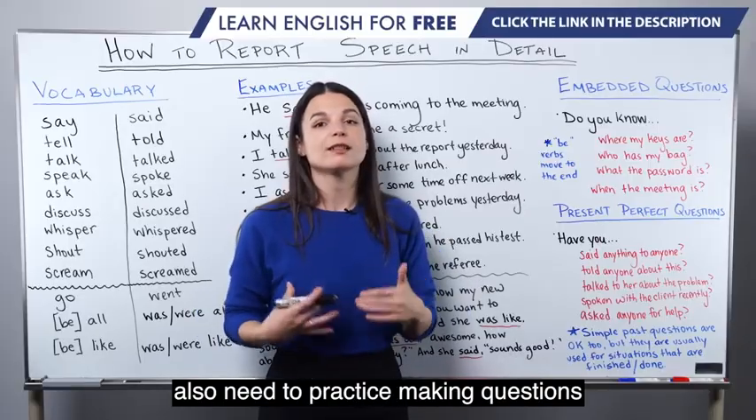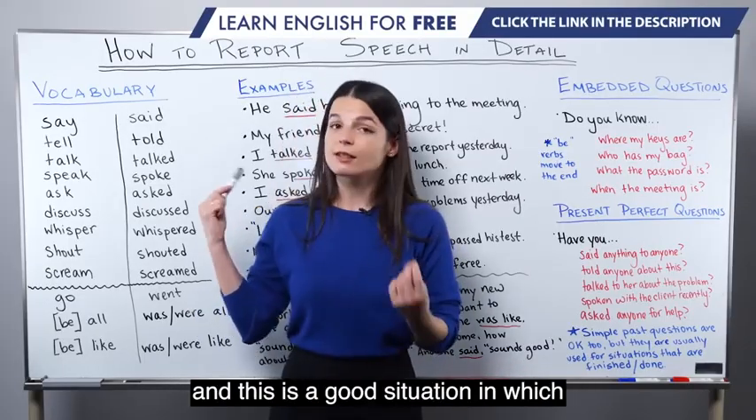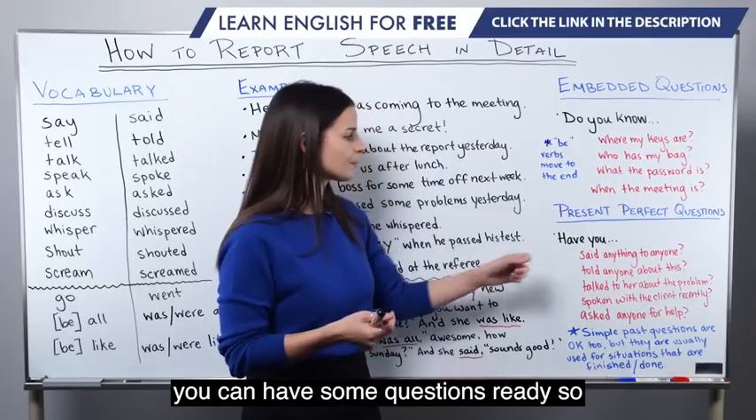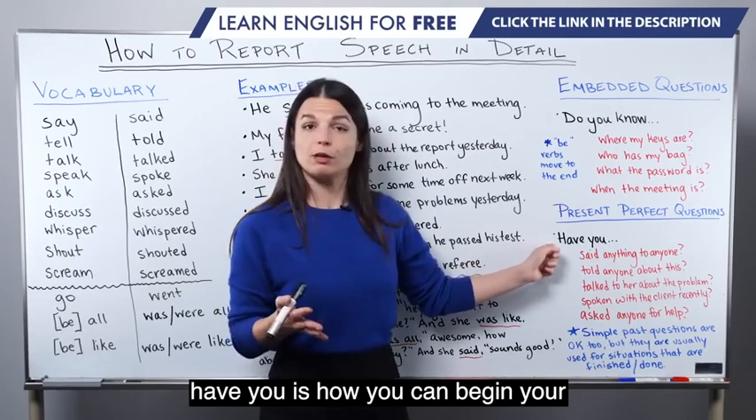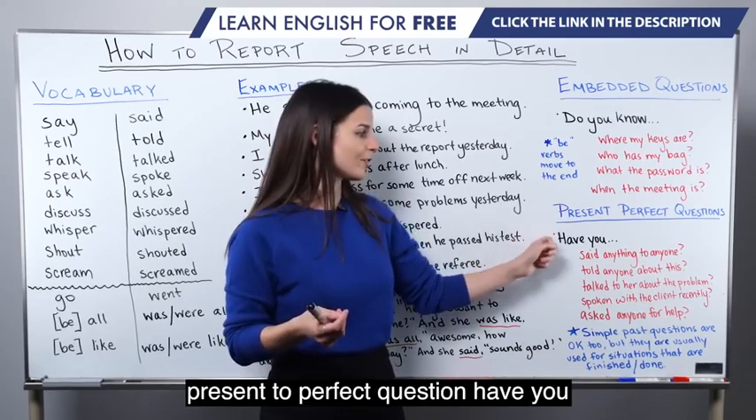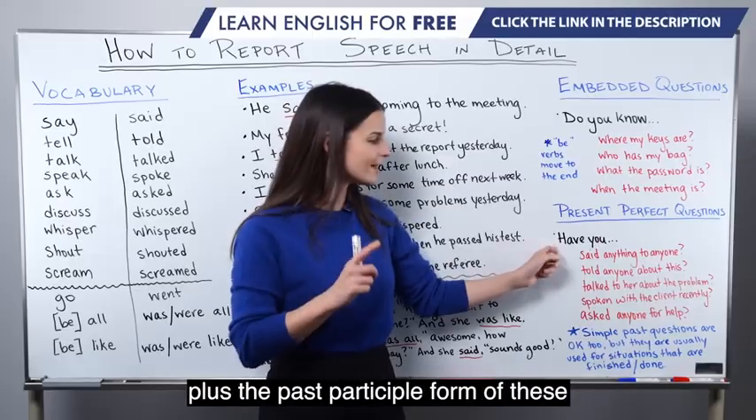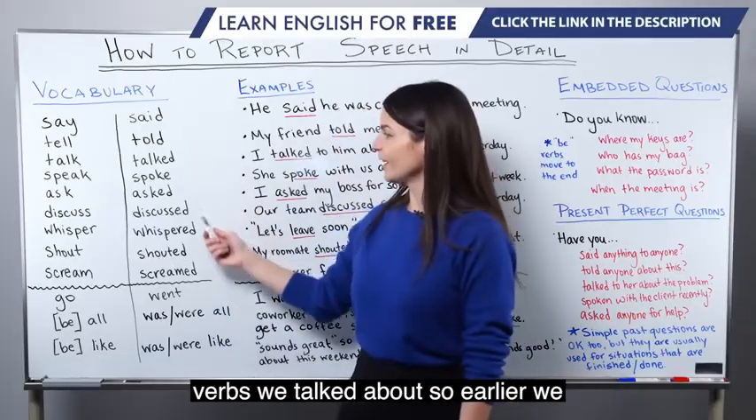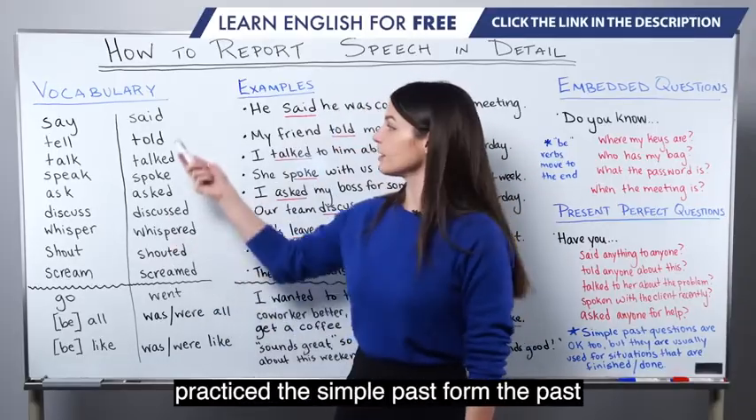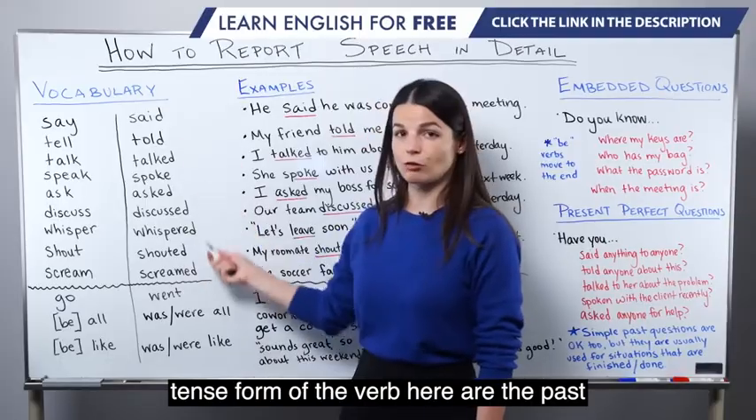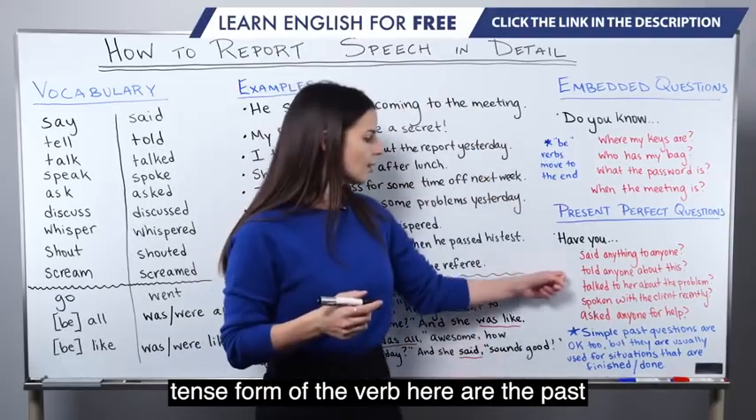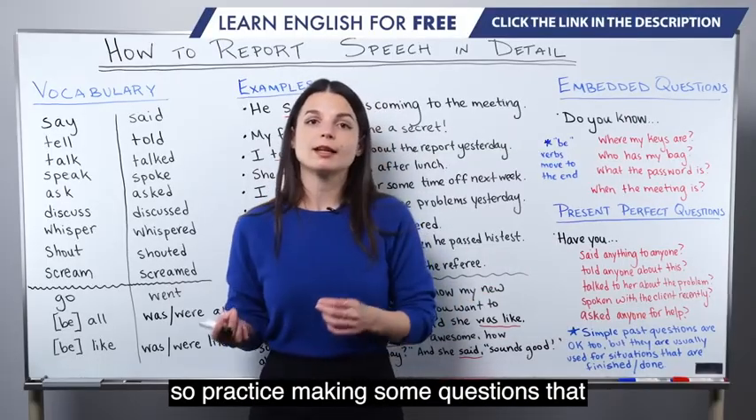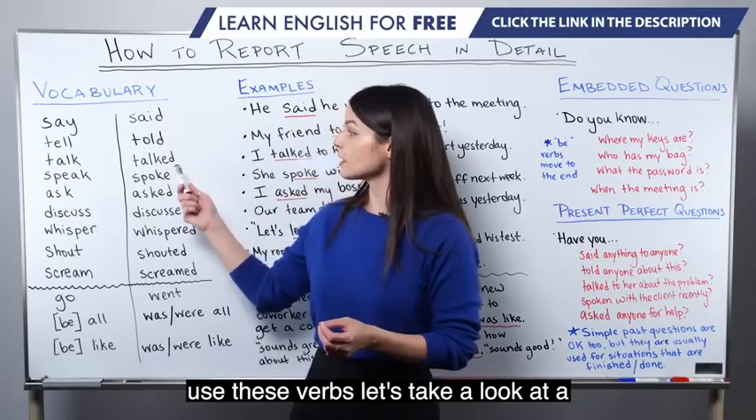We also need to practice making questions, and this is a good situation in which you can have some questions ready. So, "Have you" is how you can begin your present perfect question. Have you plus the past participle form of these verbs we talked about. So earlier we practiced the simple past form, the past tense form of the verb. Here are the past participle forms of some of these verbs. So practice making some questions that use these verbs.